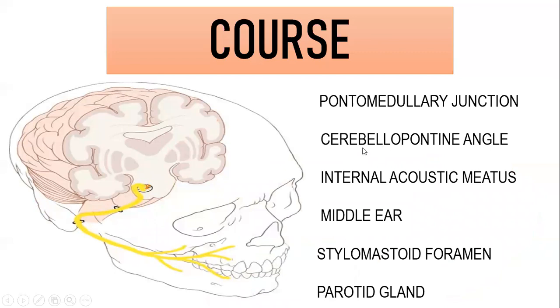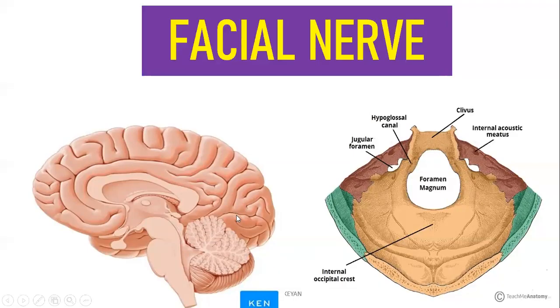The angle between your pons and the cerebellum is called your cerebellopontine angle. If you take, this is your cerebellum, this is your pontomedullary junction. From this pontomedullary junction, it is going to go to the cerebellopontine angle. It is going to move laterally and forwards. So after origin, it moves laterally and forwards towards your cerebellopontine angle. Just imagine this brain picture here. Here you will have your pons, and it is going to go to your cerebellum.